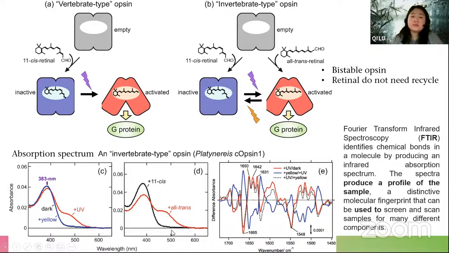This image is called Fourier transform infrared spectroscopy. Generally, it produces a profile of a sample. We can see here that the profile of the dark state is closer to the dotted line, the UV line, plus yellow light, which goes back to the dark condition. But it's dramatically different from the profile after UV light stimulation, and the whole line behaviors were different between these two states. So now we know that yellow light takes it back to the inactive state, then UV light turns it on to the active state, and the whole absorption spectrum is completely different from the inactive state.